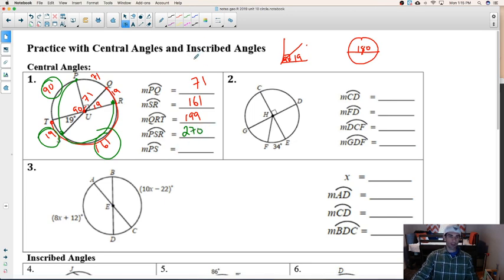And then arc PS. Here's PS right here. And remember when you were doing that, which way do I go? Do I go this way?